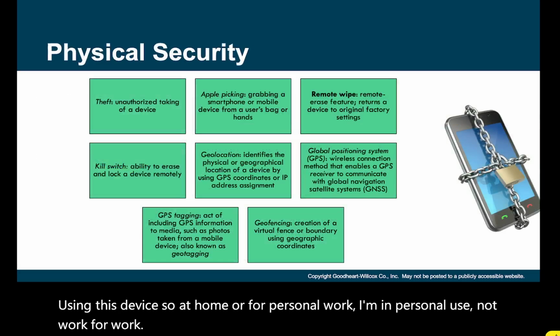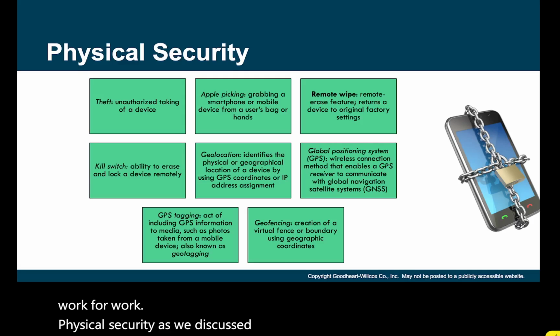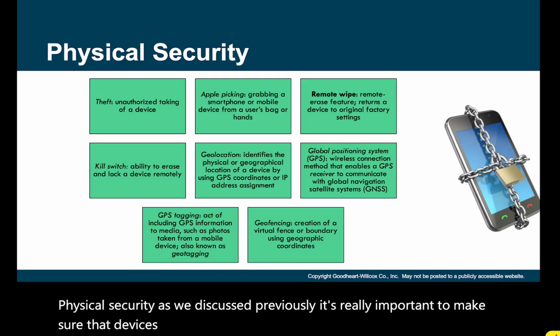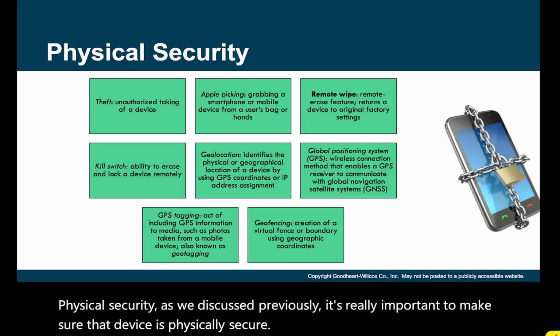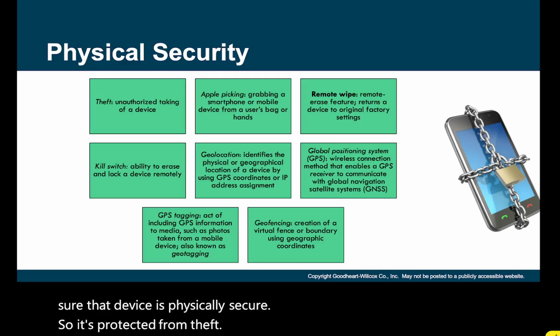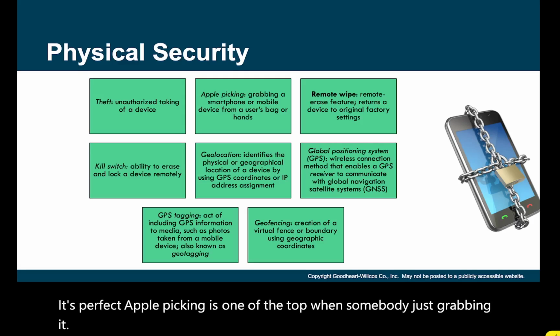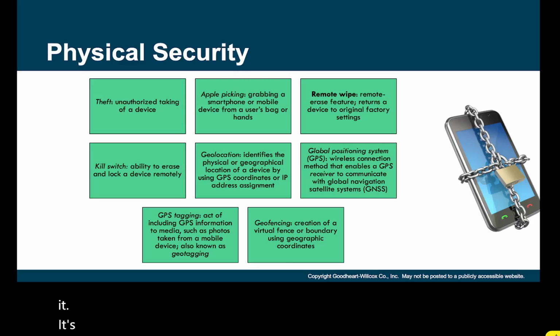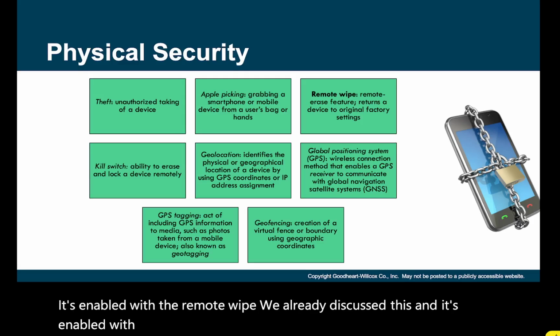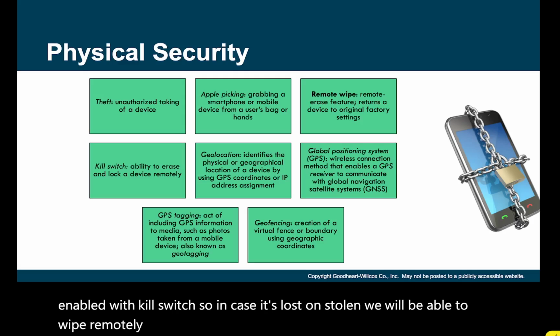Physical security, as we discussed previously, it's really important to make sure that the device is physically secure, so it's protected from theft. Apple picking is one of the thefts, when somebody just grabs it. And it's enabled with remote wipe. We already discussed this, and it's enabled with a kill switch, so in case it's lost or stolen, we will be able to wipe the whole data from the device remotely and actually lock this device so it will be useless.